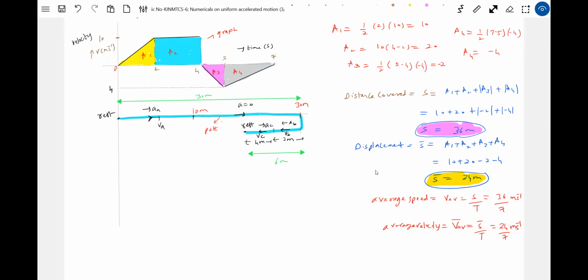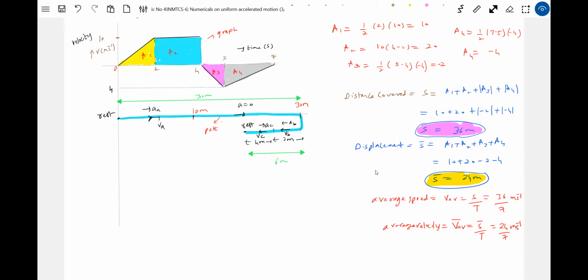So total distance covered, how much will it be? 30 plus 6, distance covered. 30 minus 6, the displacement. So what's happening, body? It will move away along the positive axis. Then again, it will start moving towards the positive x-axis, towards the origin. It will move away from the origin, then towards the origin.